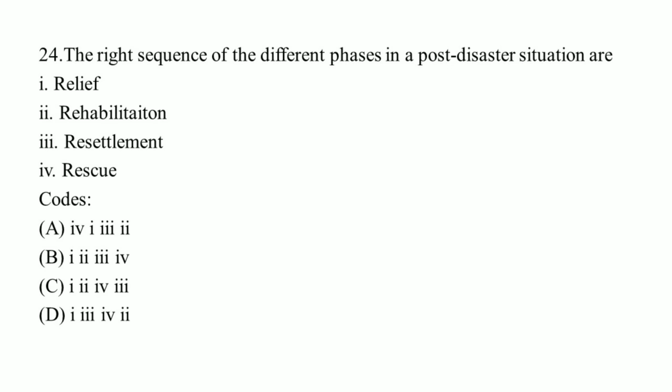Next one, the right sequence of the different phases in a post-disaster situation. Here the options are: first one relief, second one rehabilitation, third one resettlement, and fourth one rescue. So we have to arrange these phases in a proper sequential order. From the code, the right answer is option A, which means the first step of the post-disaster situation is rescue, then relief, then resettlement, and last one is rehabilitation. So the right option from the code is option A.